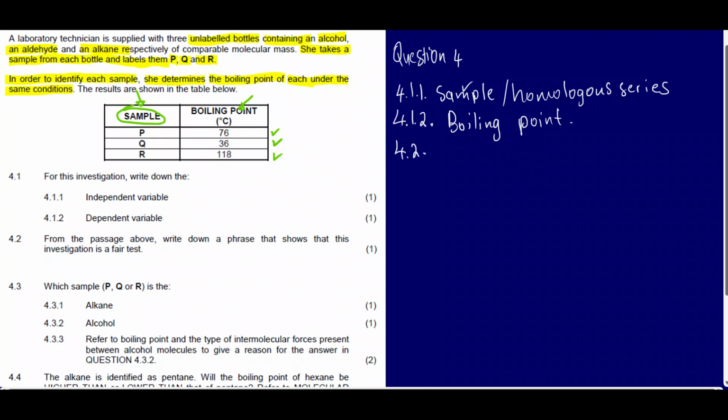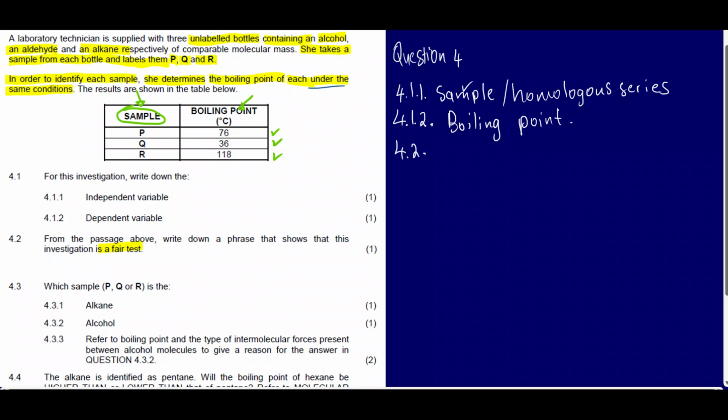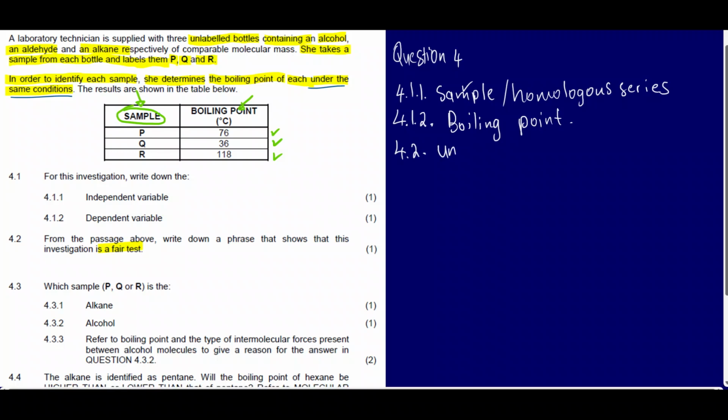And then let's move on to 4.2. From the passage above, write down a phrase that shows that this investigation is a fair test. Do you think this investigation is a fair test? If so, why? It is a fair test because the boiling points were determined under the same conditions. So that is a phrase that indicates that this was a fair test. It was done under the same conditions.